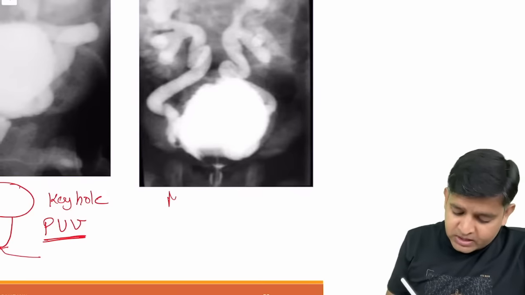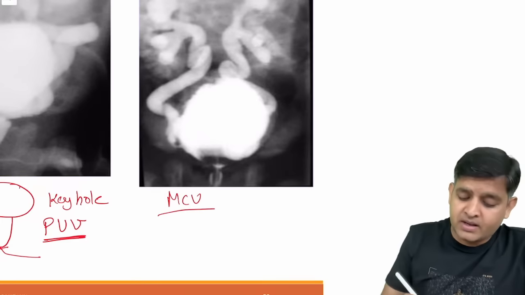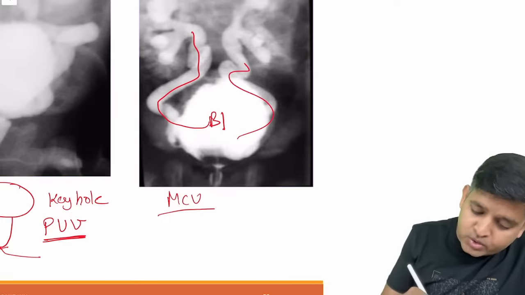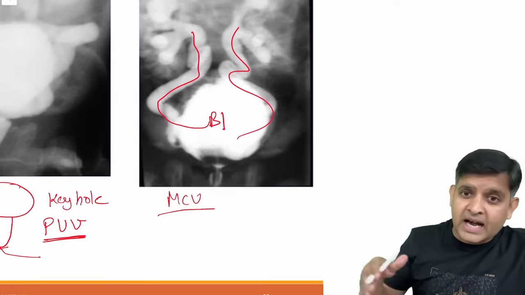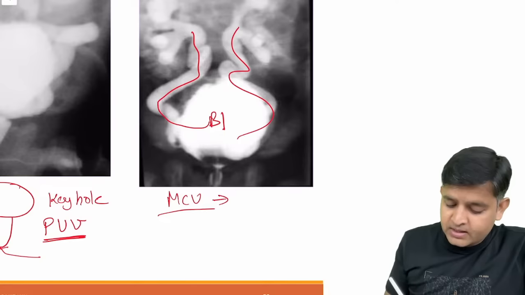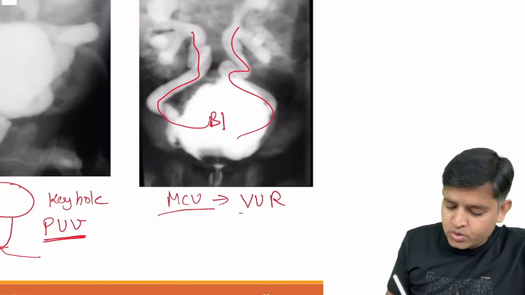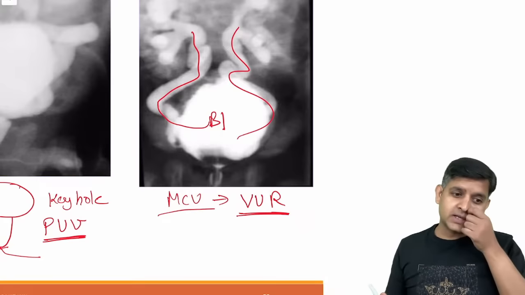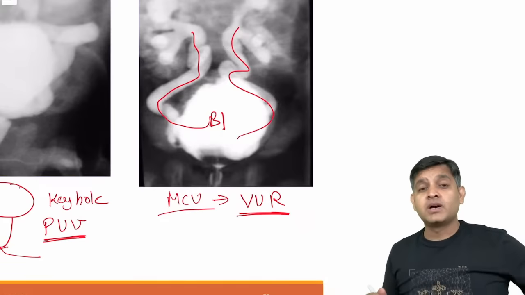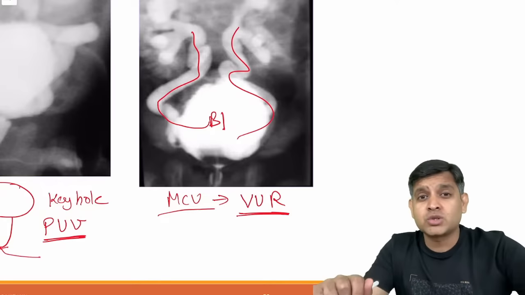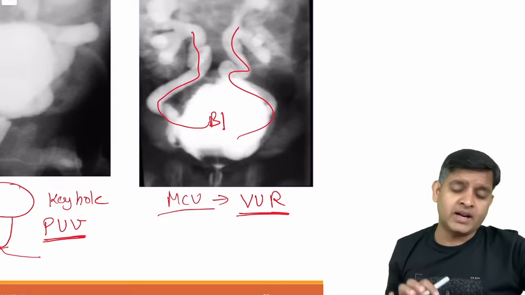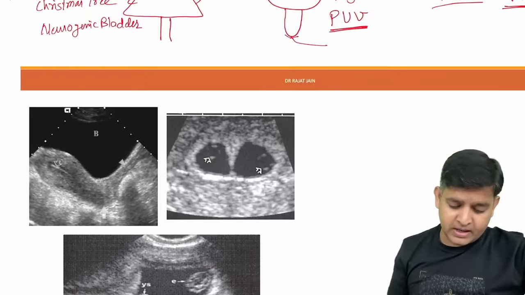And in this MCU, there is something very strange happening. This is the bladder. The dye is refluxing into the ureters. Because the dye is refluxing into the ureter, this is vesicoureteric reflux. Images of the IVP, MCU, RGU are also a standard topic that the examiner is very, very interested in asking.